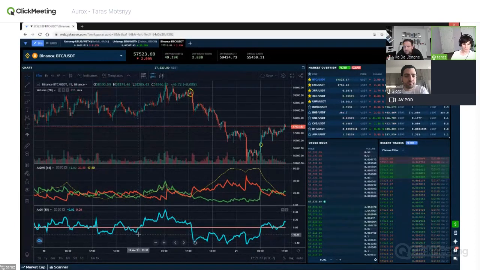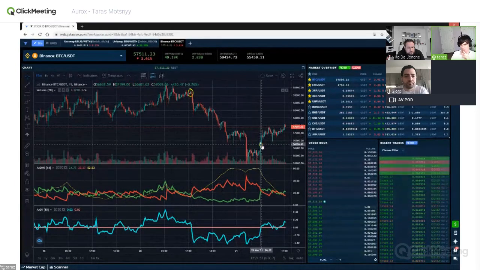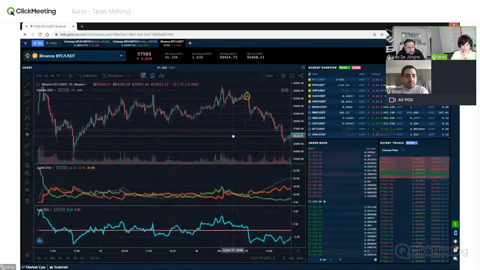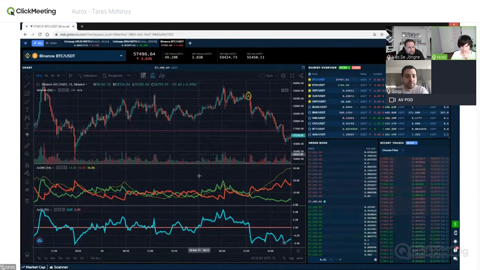It gives you confirmation and doesn't give you fake outs. So we got the sell right here. We got the buy at 56,000. We're at 57,000. So if we keep going back, our buy signal would be right here. We see the cross over the zero line, and we see the green cross right here.